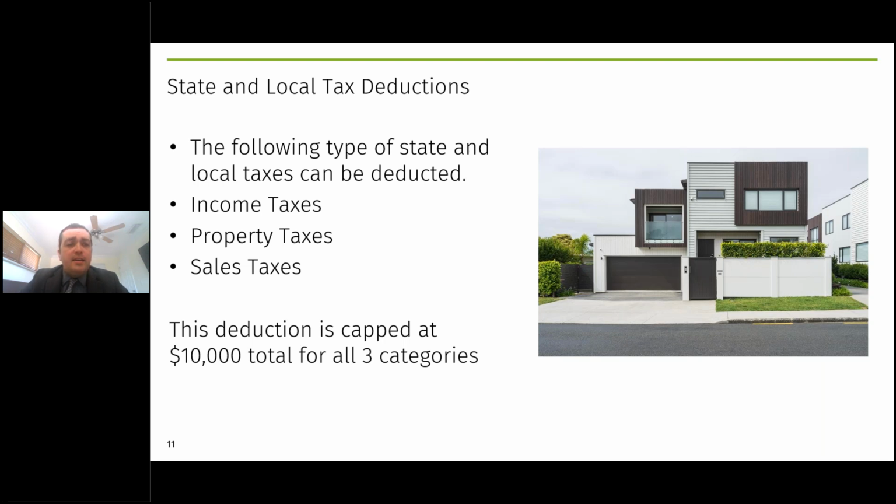And the main thing that I would recommend that you look out for is that this deduction is capped at $10,000, and that deduction is not split up between income taxes, property taxes, and sales taxes. You cannot take a $10,000 deduction for each one of these income or tax categories. You're going to have to take $10,000 total for all 3 of these combined.